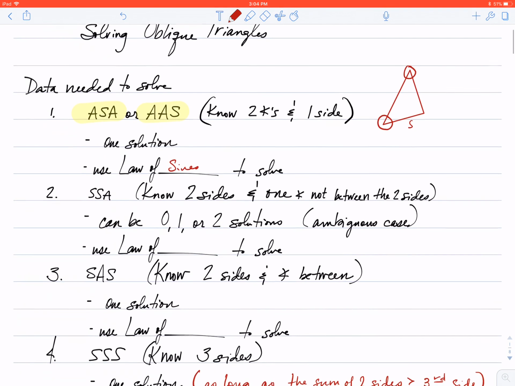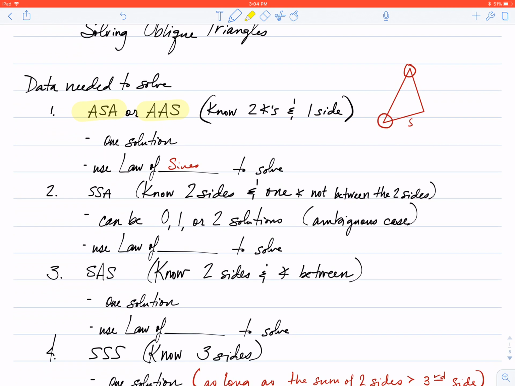The second option is going to be not 2 angles and a side, but 2 sides and an angle. And notice that that angle is not between the 2 sides. Now in this particular instance, this is called the ambiguous case because there's not just one solution to this set of data. Sometimes there's no solutions. Sometimes there is only one solution, but then sometimes there's 2 separate solutions, 2 separate triangles that you would need to solve on this one. But in any case, if there is one solution or 2 triangles to solve, you would still use the law of sines to solve this.